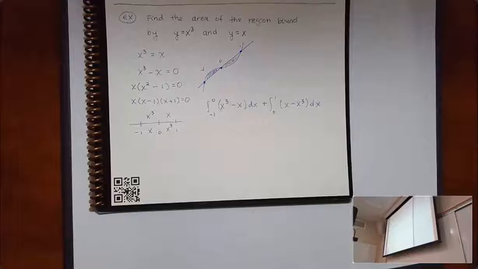So in each region, it should be the top function minus the bottom function. The problem is, the picture looks almost like this. The cubic is on top over here, but the line is on top over here. So we have to break it into two pieces so that we've got the right top minus bottom in each piece.